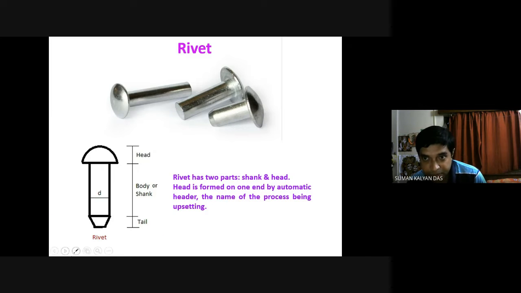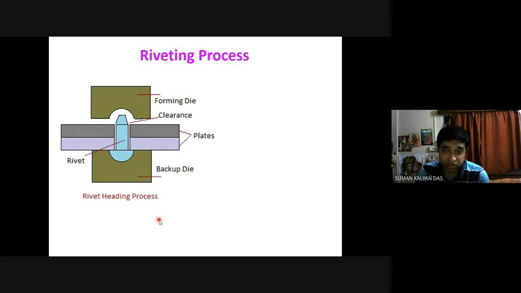This is a typical example of a rivet, and how the riveting is done is explained in this slide. For riveting, first of all, a rivet joins two plates. So you have two plates and you drill holes. Without a hole, you cannot put the shank inside. So two equal holes have been drilled in these two plates.